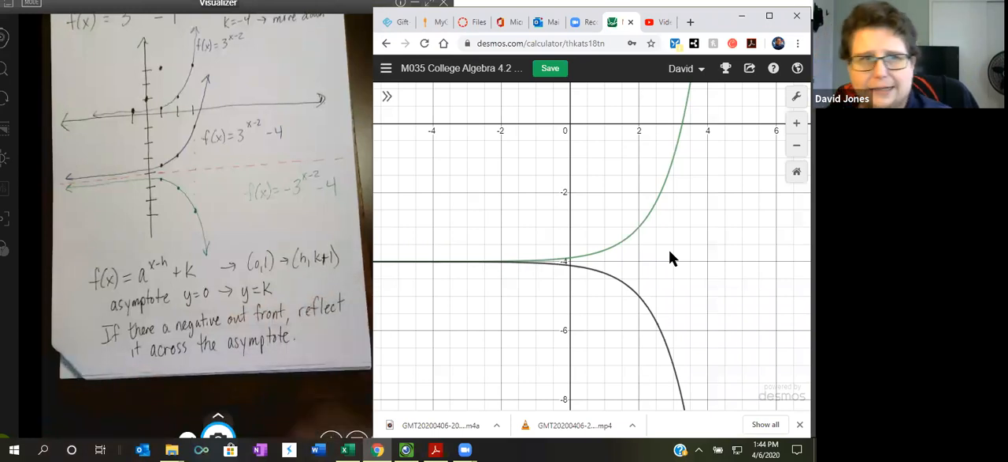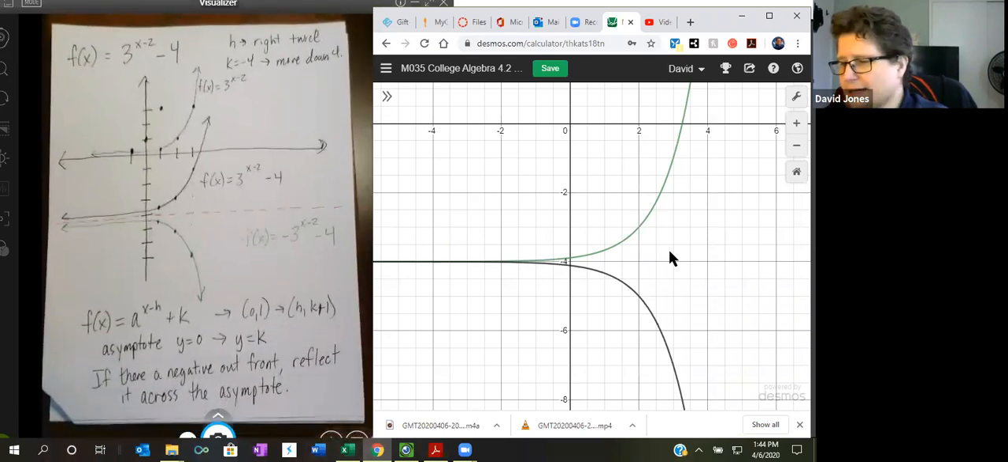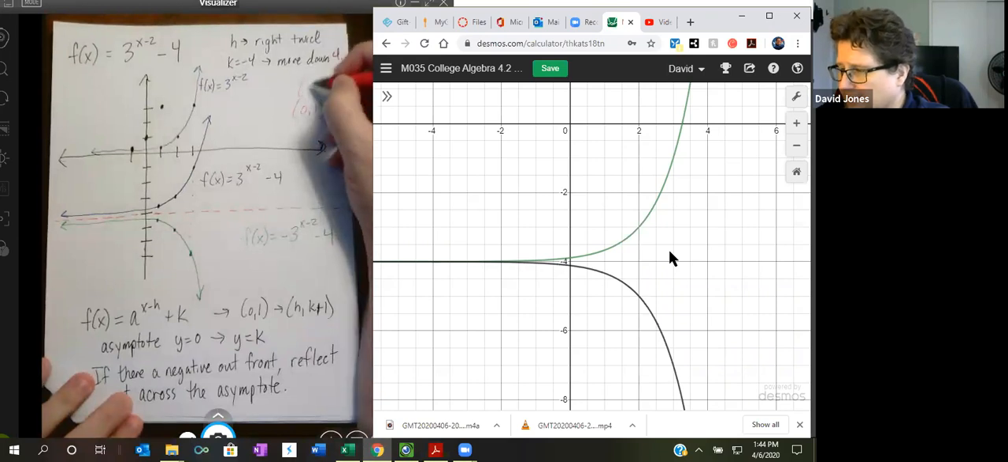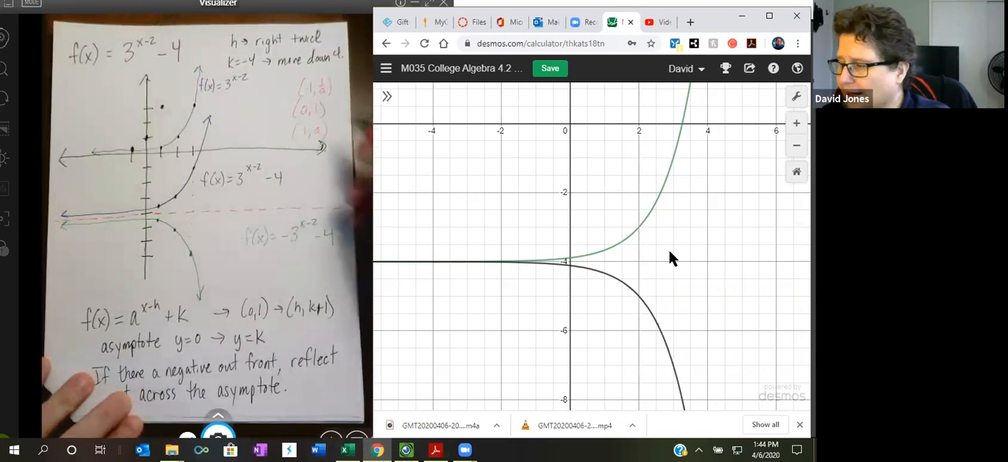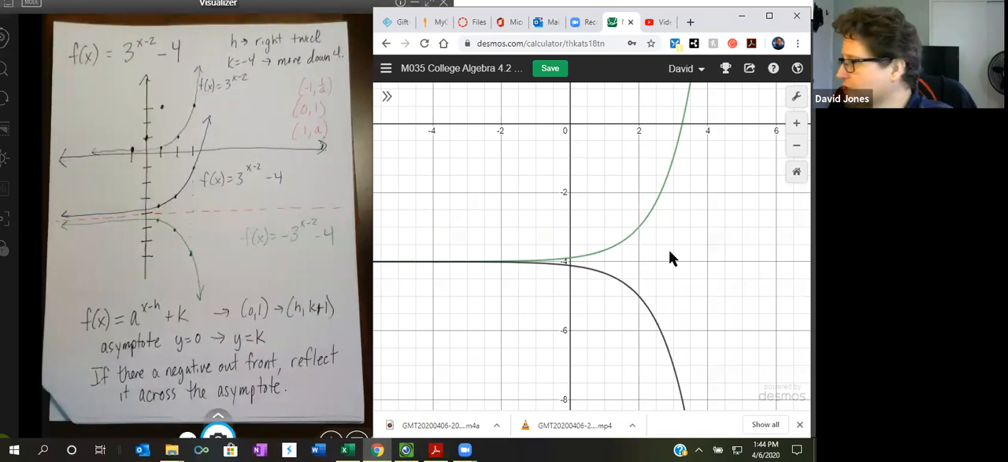And you will find this stuff tends to be easiest to do by graphing 0, 1, -1, 1 over a, and 1 comma a, and then making these translations. Move the points right h, move the points up k, or down if it's negative, and then apply any reflection that you need to.